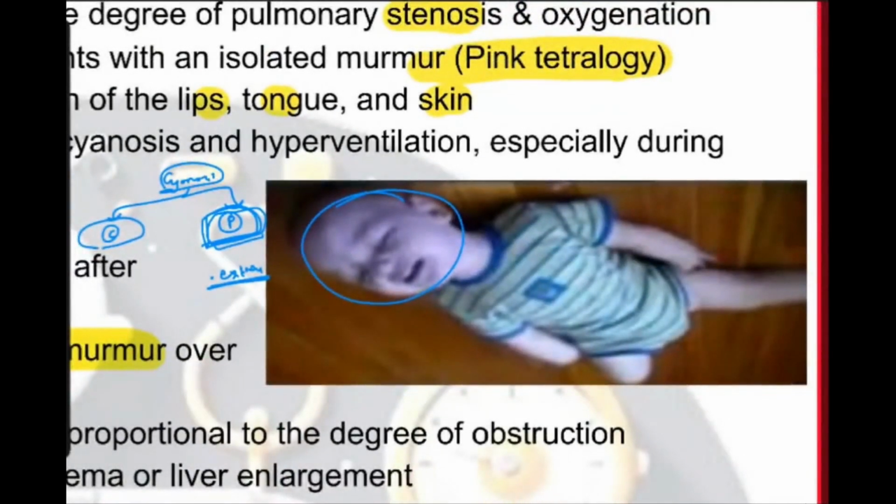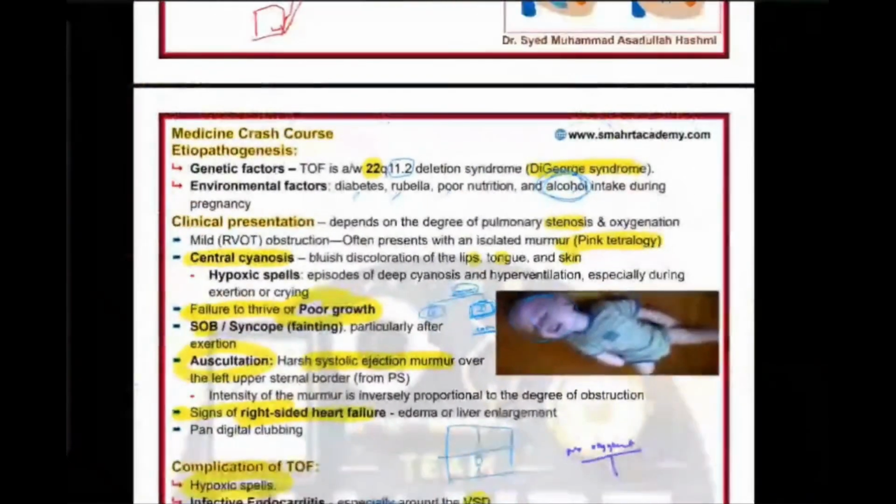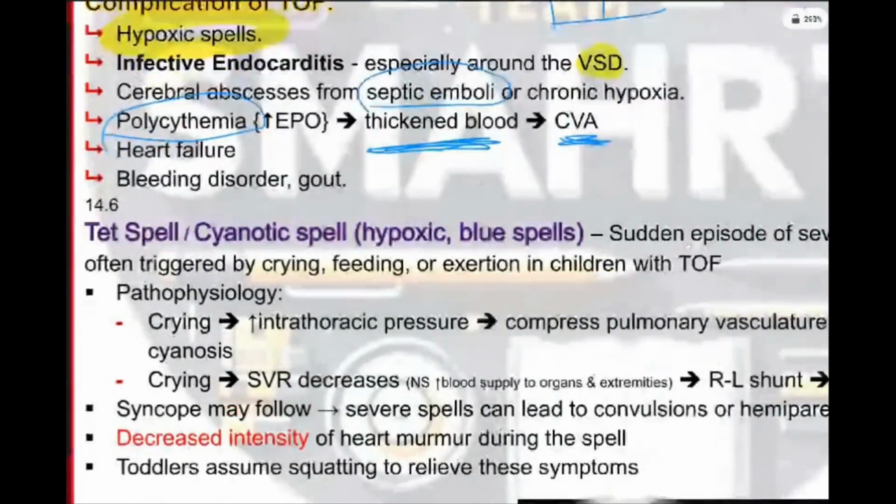What is a hypoxic spell? Hypoxic spell means whenever the baby cries, the baby becomes dark blue. Why is it known as a hypoxic spell? Because it occurs due to hypoxia. They are also known as TET spells. These are the different terms in pediatrics. Favorite question of examiners. What is a hypoxic spell?